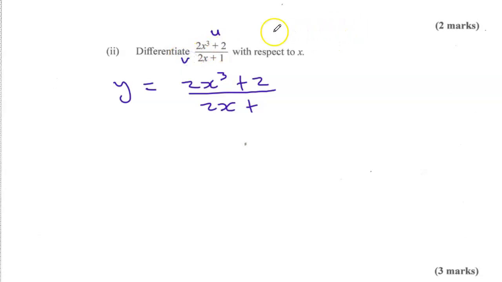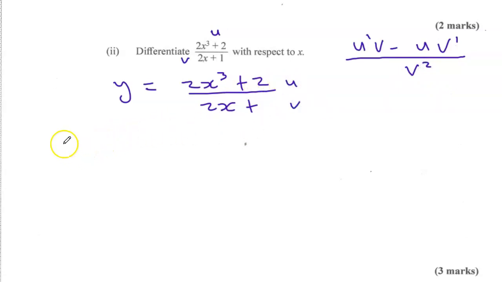So the quotient rule says differentiate the numerator first. Always, very important. So it's u prime v minus u, then differentiate the denominator after, so u v prime, over the denominator squared. So that's v squared. So this would be like the u, this would be like the v.